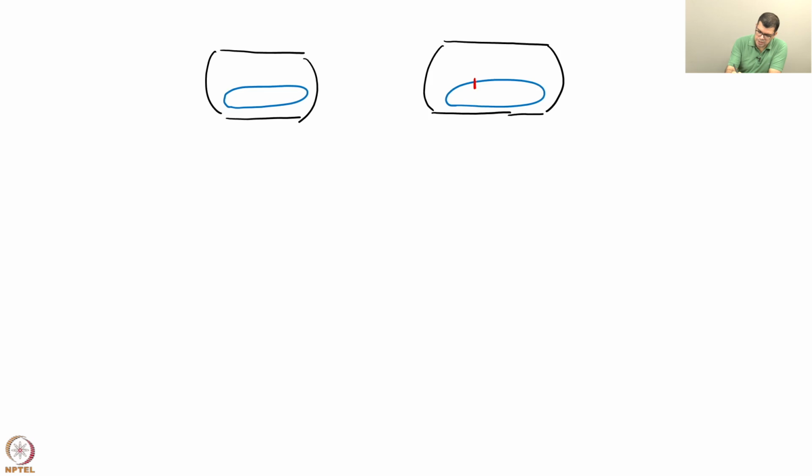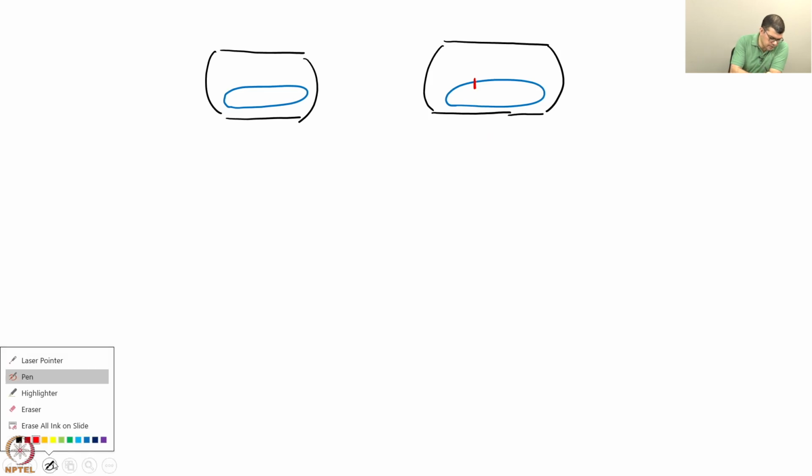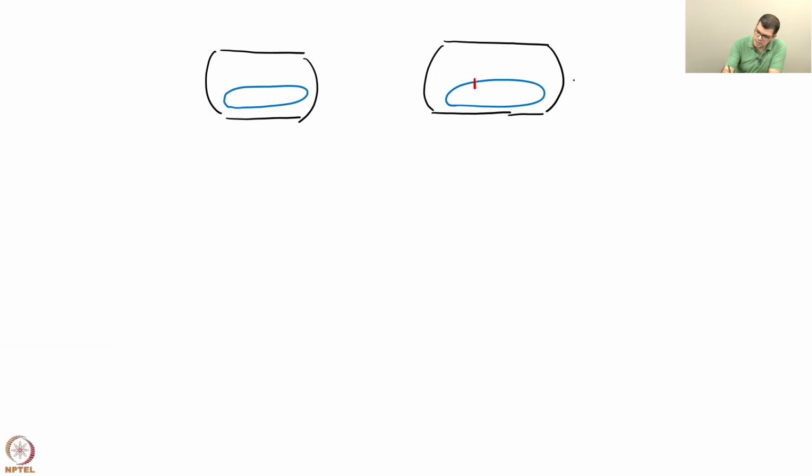What this one mutation does is this mutation confers resistance to an antibiotic. Which seems like a very useful property to have. So, let us call this individual A, let us call this individual B.